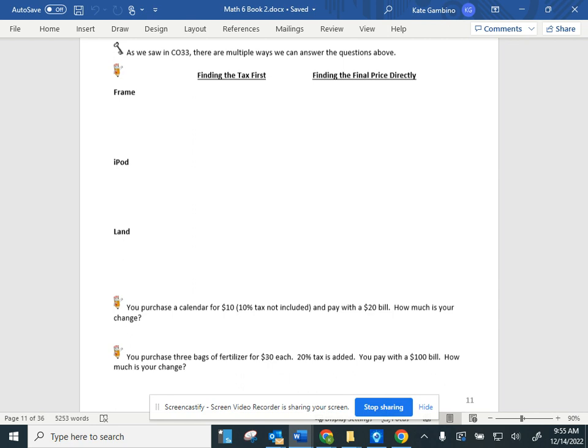Okay. So for our picture frame, finding the tax first. Think about what we did yesterday when we were finding the discount first. It's going to be very similar with one key difference. What do you think the difference is going to be, Jillian? You add the total to the actual price instead of minus.